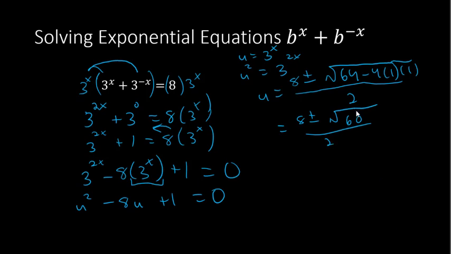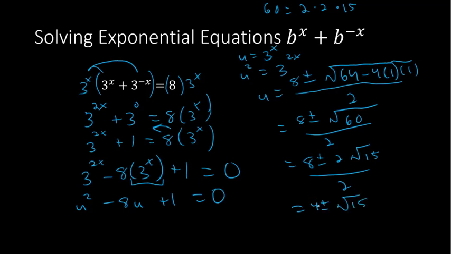60, we can simplify that square root. So 60 would be 2 times 30. 30 is 2 times 15. So we have 2 times 2 times 15. So we can factor a 2 out. So 8 plus or minus 2 times the square root of 15 over 2. That would reduce, divide everything by 2. We have 4 plus or minus the square root of 15. So all of that was to find us the value for u, and then at the end we need to back substitute.